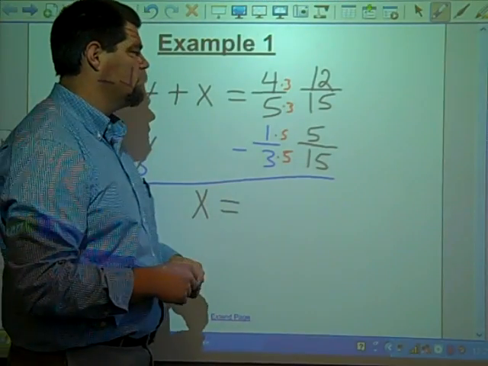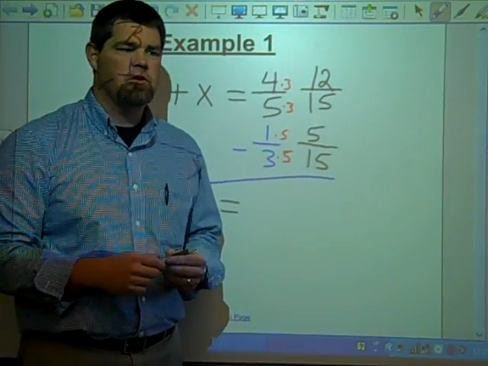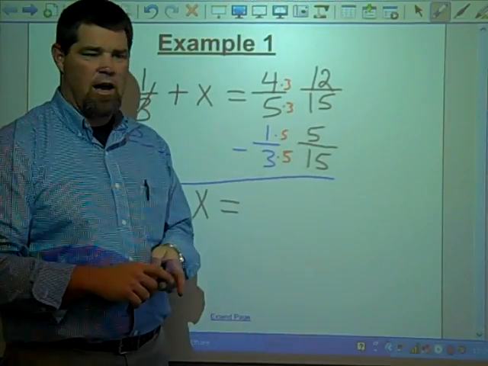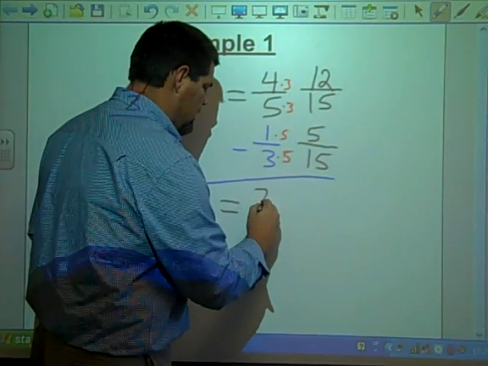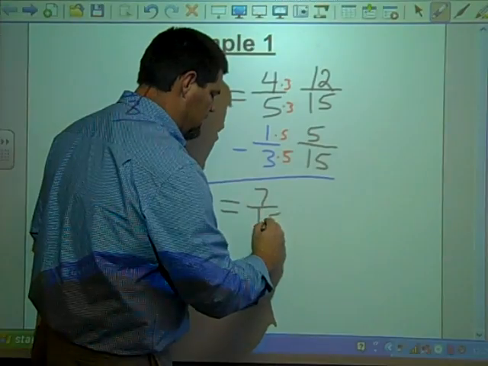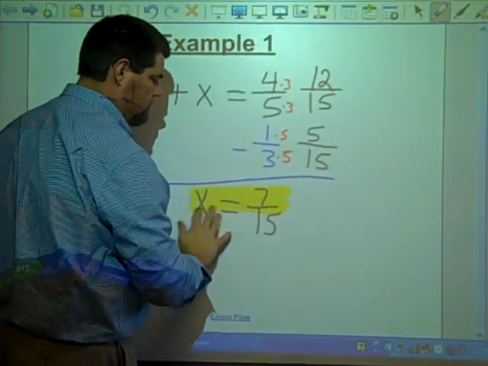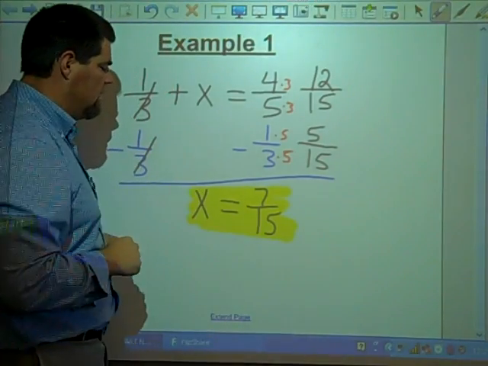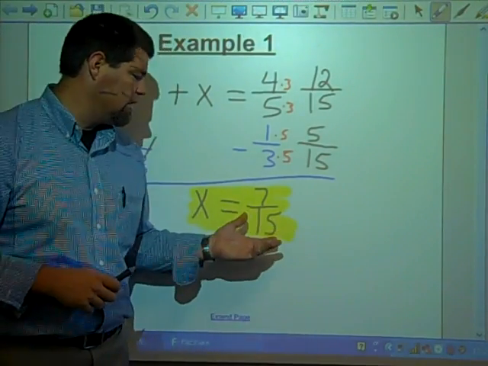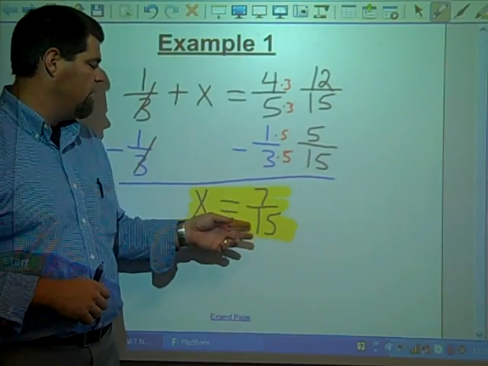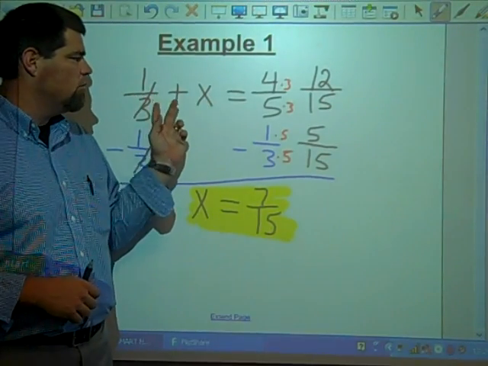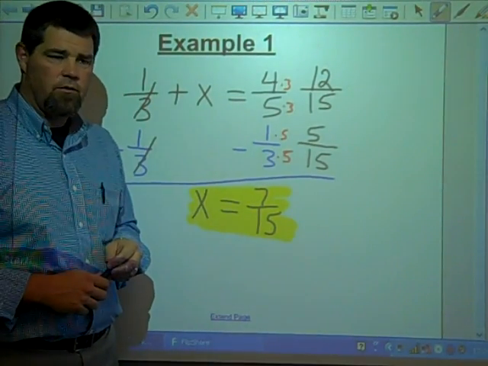Now we're using subtraction. So to solve this, we're going to subtract the numerators. What is 12 minus 5? 7. And then our denominator stays the same. So my answer is going to be x equals 7/15. And if I want to see if I'm correct, I can check this by substituting 7/15 in for x, adding it to 1/3 to see if I get 4/5.